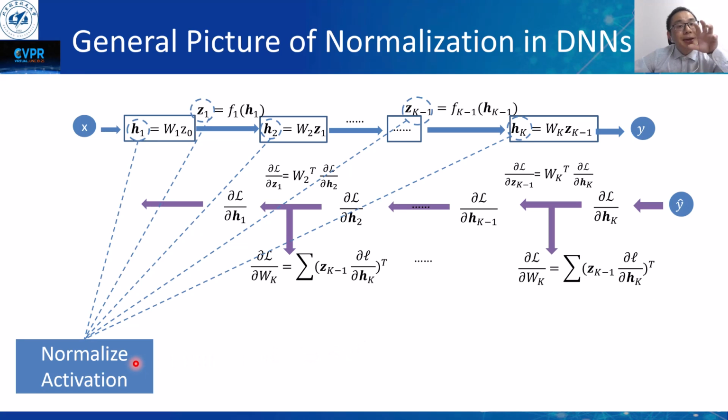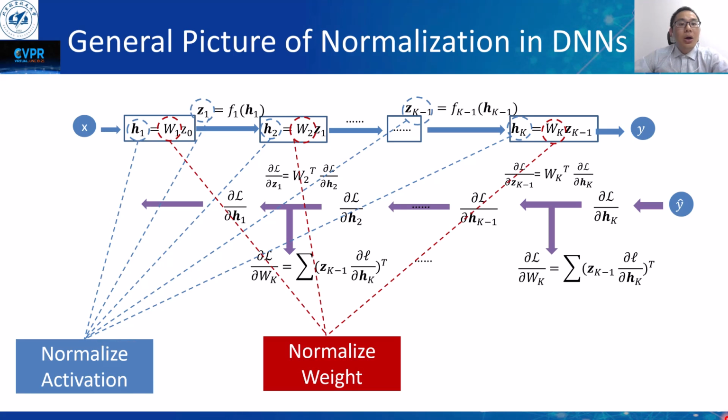Therefore, we can explicitly normalize the pre-activation or the activation to obtain the desired distribution. Or we can normalize the weight with a constraint on its distribution to implicitly control the distribution of the activation and output gradient.